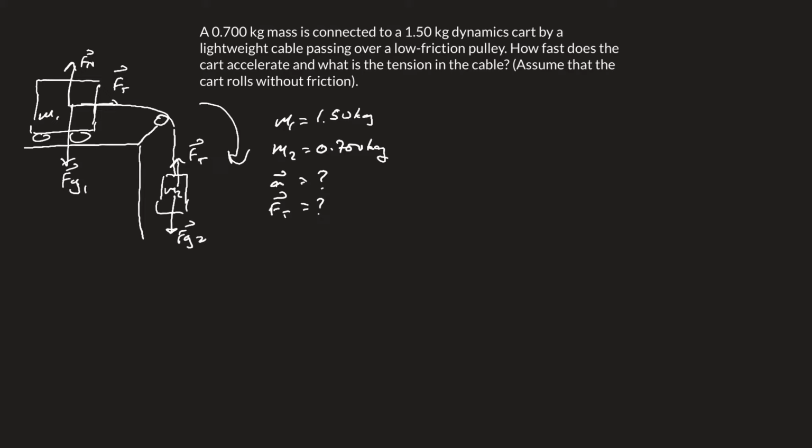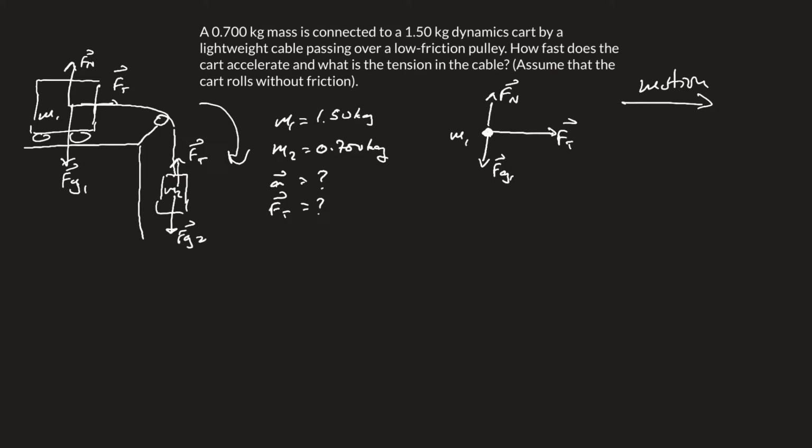Let's redraw our free body diagrams, and we're going to redraw them just in the X and Y direction, just to make our lives a little bit easier. So we have our free body diagram of the cart, also known as M1. This is a frictionless surface, so there's nothing going backwards. So we have Ft, Fn, and Fg1.